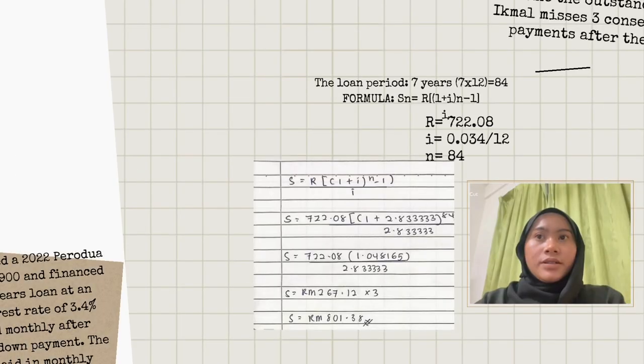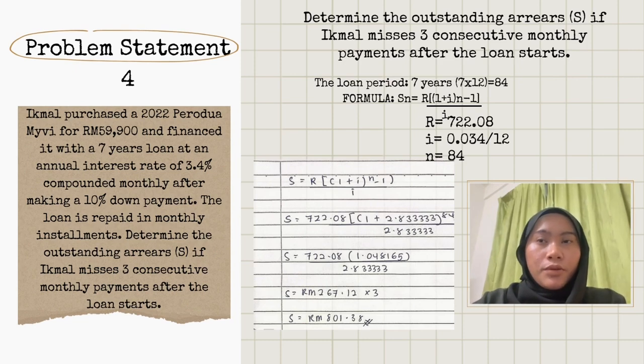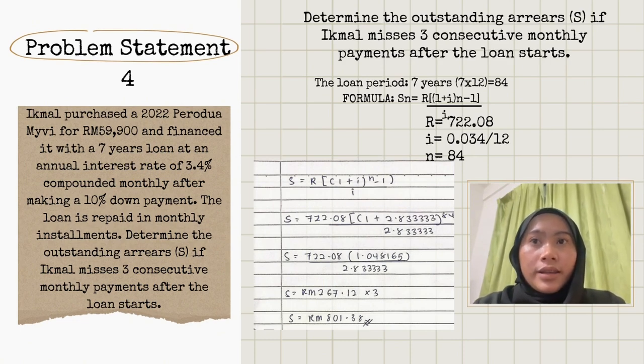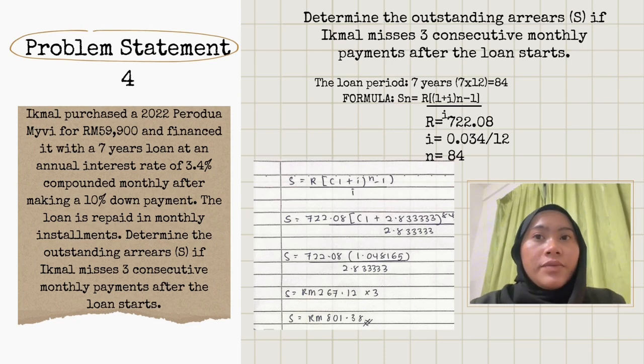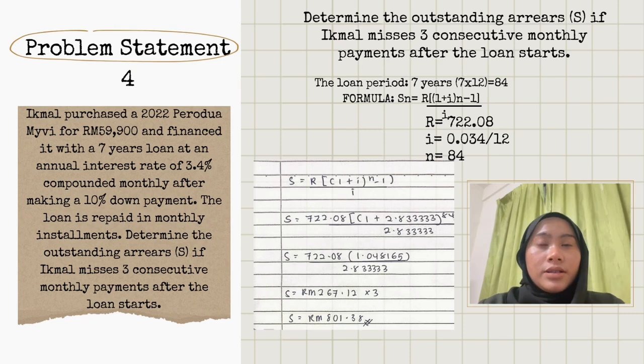The last question: Hikmah purchased a 2022 Perodua Myvi for 59,900 and financed it with a 7 years loan at an annual interest rate of 3.4% compounded monthly after making a 10% down payment. The loan is repaid in monthly installments. Determine the outstanding arrears if Hikmah missed 3 consecutive monthly payments after the loan start.